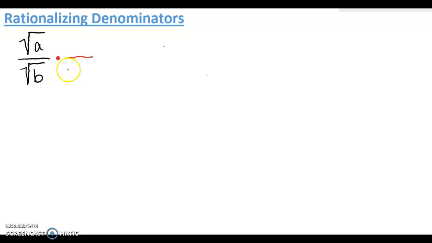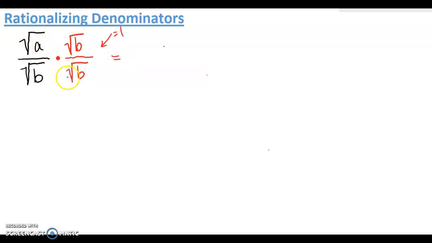So here I'm going to multiply it by the square root of b over the square root of b. And the reason I can do this is because anything divided by itself is just equal to 1. So I'm not changing the value of the original expression by doing this, but I am going to change the form, and I'm going to make an equivalent form that is rationalized. All right, so let's go through this process.